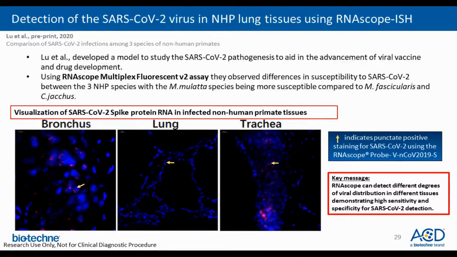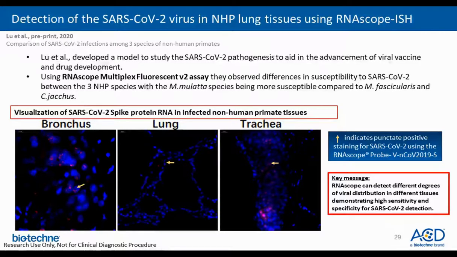This paper came out very early this year when not a lot of antibodies were available. And the rapid probe design technology of the RNAscope assay allows you to design for any particular species out there, as long as the sequence is known.